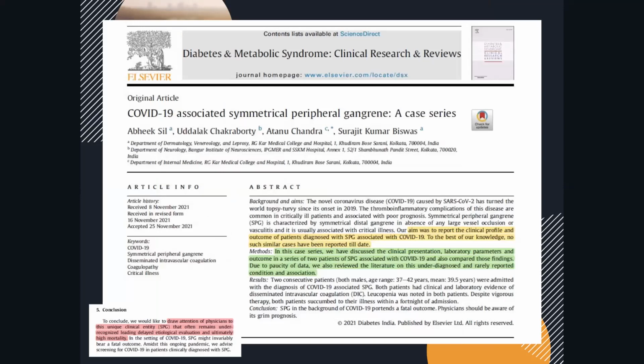This is COVID-19 associated symmetrical peripheral gangrene, which is a case series. In this case series, they have discussed the clinical presentation, laboratory parameters, and outcomes in a series of 2 patients of symmetrical peripheral gangrene associated with COVID-19, and also compared those findings. And it concludes that this is to draw attention of physicians to this unique clinical entity of symmetrical peripheral gangrene that often remains unrecognized, leading to delayed etiological evaluation and ultimately high mortality.